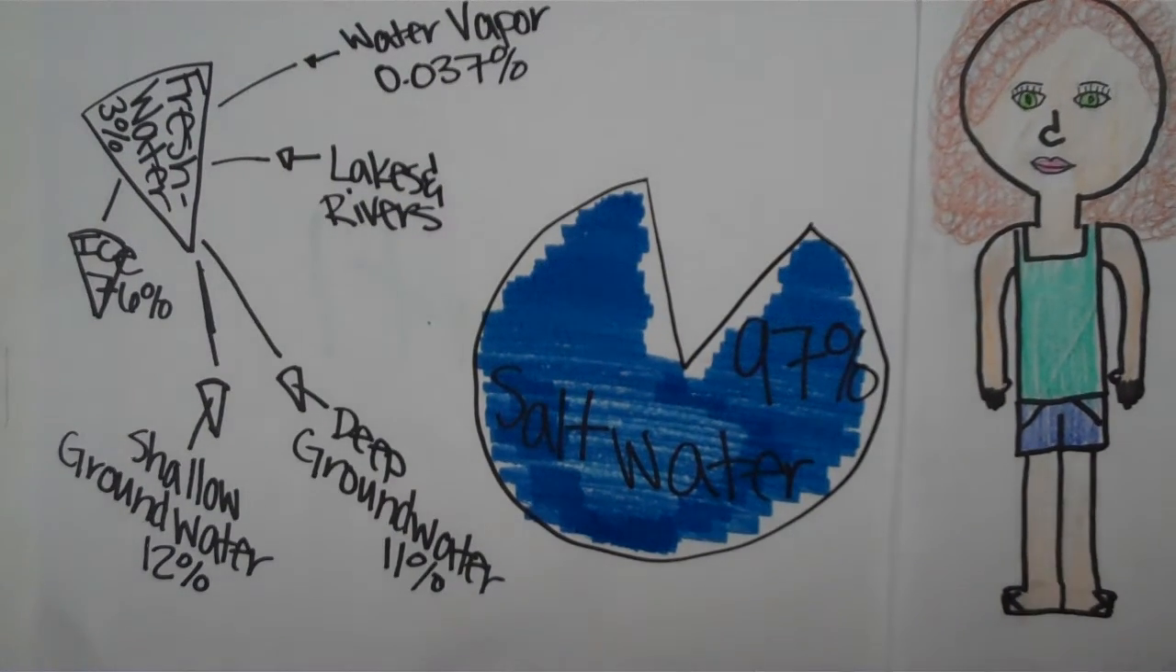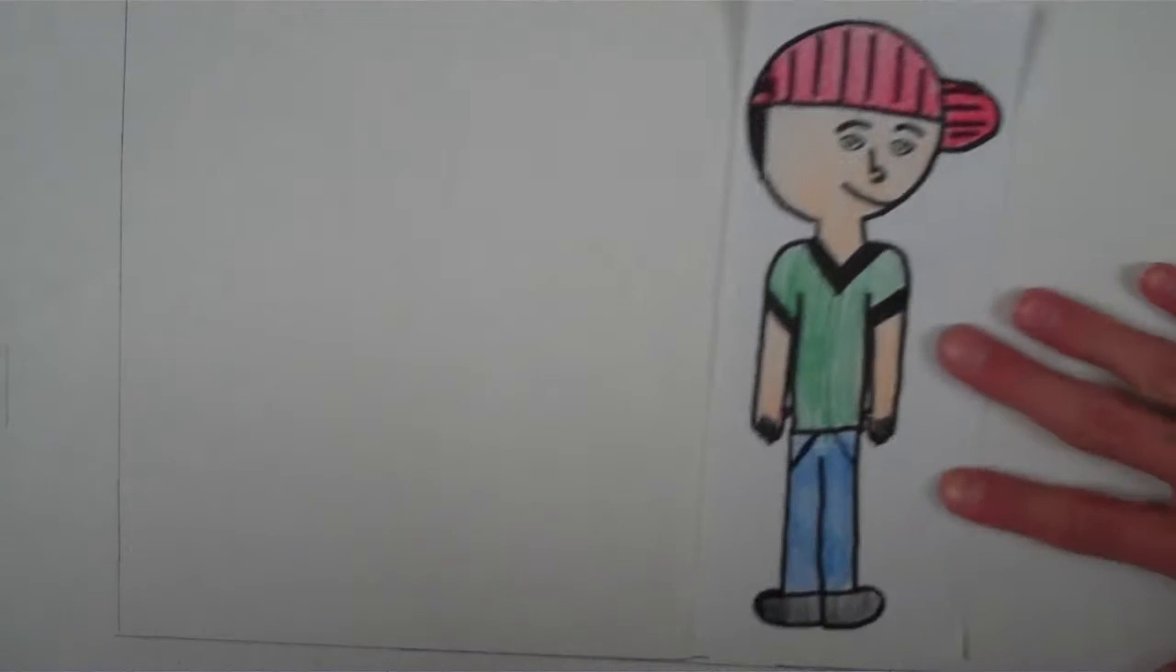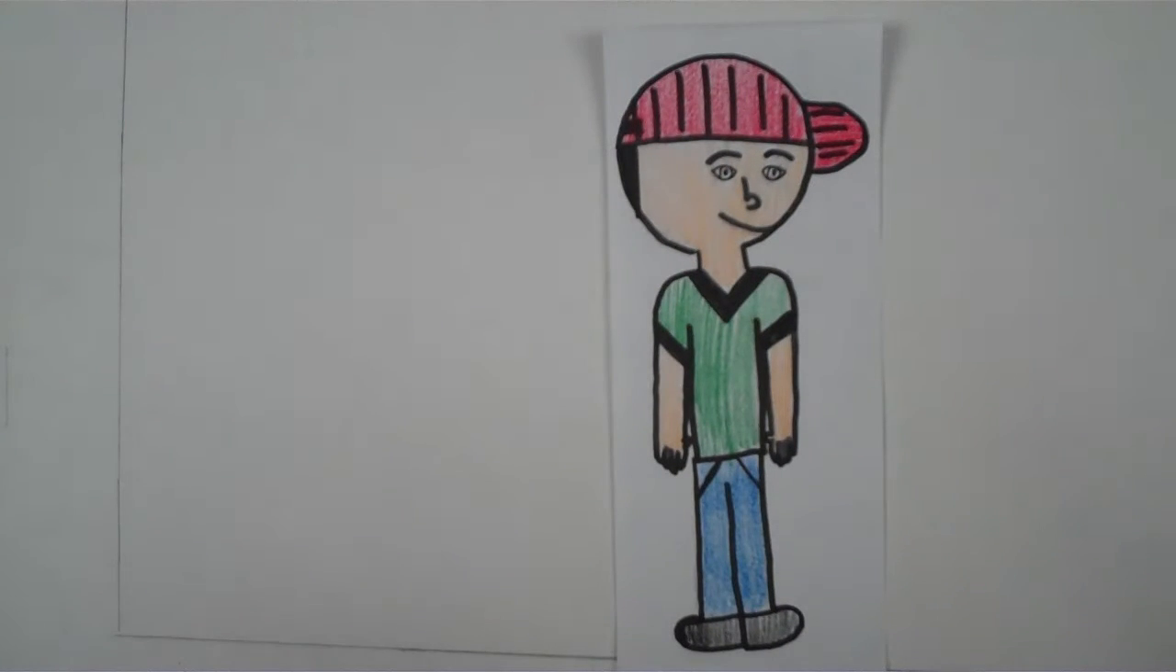Yeah, and we get most of our fresh water from icebergs, shallow groundwater, lakes, rivers, and precipitation. Wow. You know, all these living things on Earth depend on so little. That's so cool how everyone depends on that little 3%.